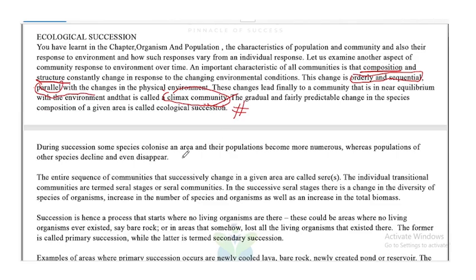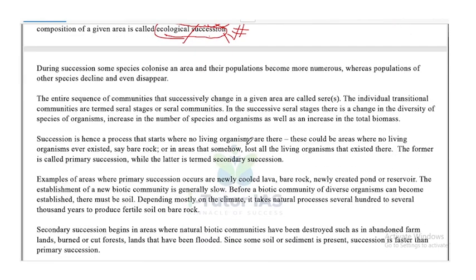The gradual and fairly predictable change in species composition of an area is known as ecological succession. This gradual and predictable change of the species in response to environmental changes is known as ecological succession. So these are two important definitions: what is an ecological succession and what is a climax community?